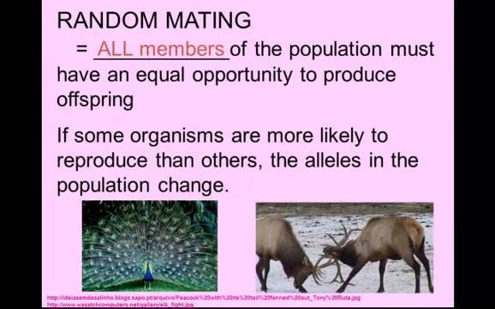Random mating. All members in the population must have an equal chance to produce offspring. If some organisms are more likely to reproduce than others, that's going to cause a change in the alleles in our population.